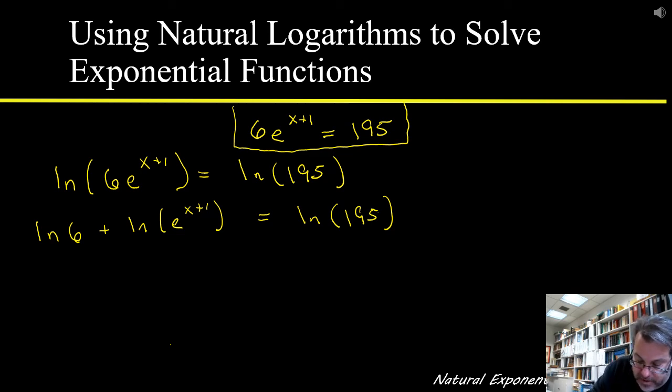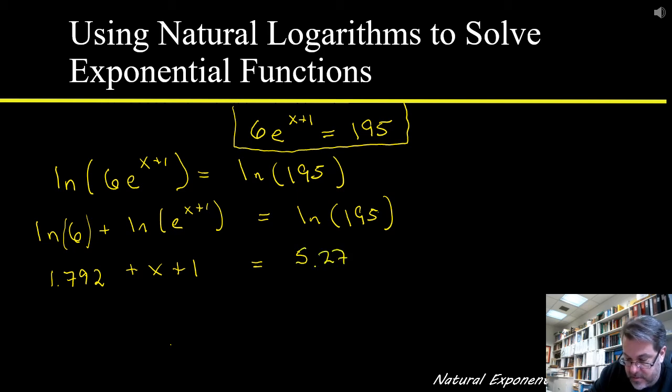And then these logs, we just use our calculator, right? Natural log of 6 is 1.792. Natural log of e to the x plus 1 is just x plus 1. And the natural log of 195 is 5.273.